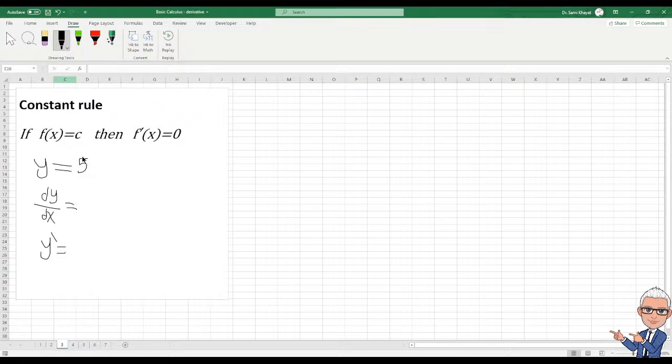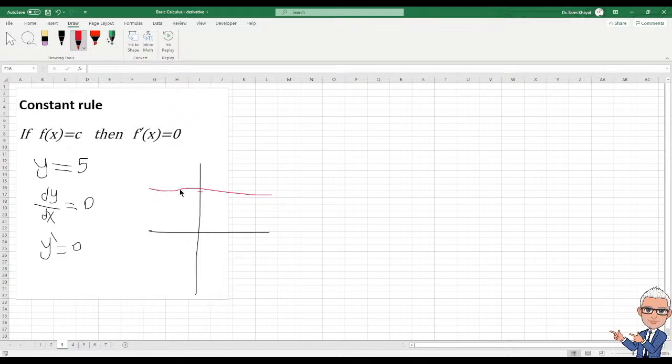Now, this function has no x, because here the variable is x. No variable, only constant, so the answer is 0. Of course, because we're talking about slope. Let's say if I want to draw this function, how do I draw it? This is a line.